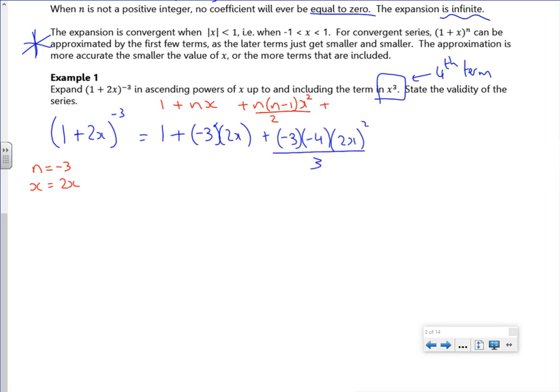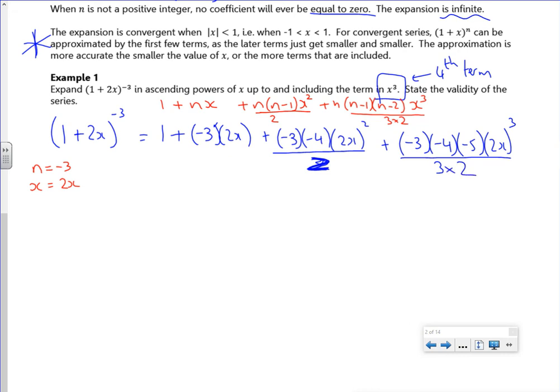Then I've got this cubic term, which is in the formula booklet: n, n minus 1, n minus 2, x cubed over 3 times 2 times 1. So n is minus 3, n minus 1 is minus 4, n minus 2 is minus 5, 2x cubed over 3 times 2. Oh, that should be 2 there. Where's that 3 come from? It's me thinking of the next one. Oh, I'm so sorry, 3 times 2 there. And this goes on forever.